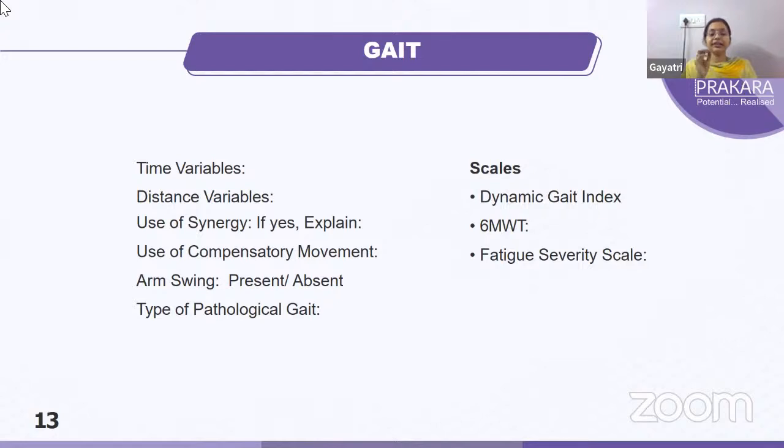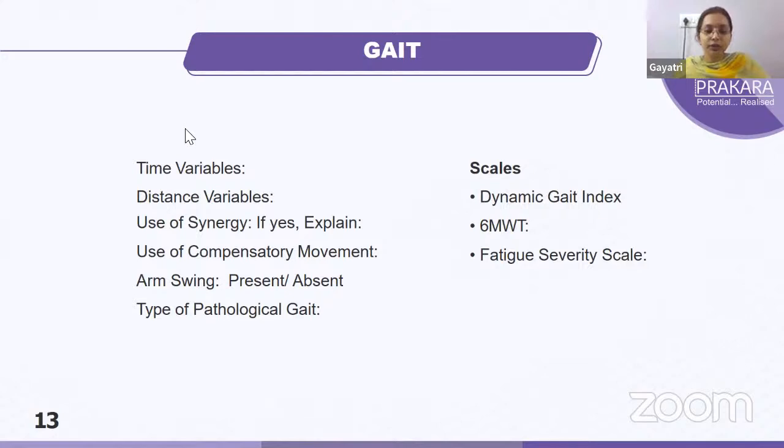The Fatigue Severity Scale is a questionnaire, and the best part about questionnaires is the patient can fill them out by themselves. You need not be involved. The Fatigue Severity Scale covers what activities tire you, and what activities you do not want to do because you feel tired. These come under the Fatigue Severity Scale. Okay, so this was about gait.